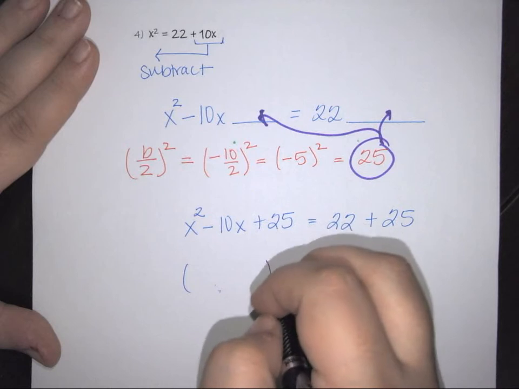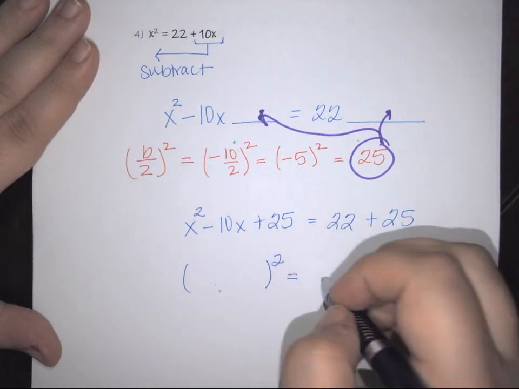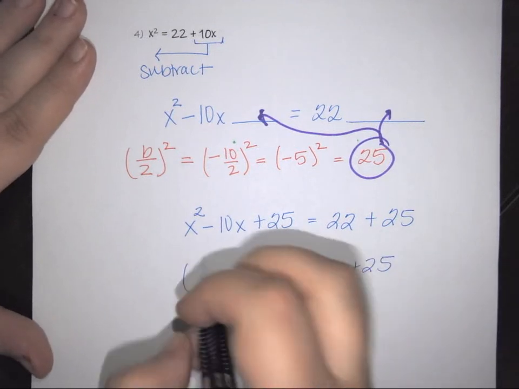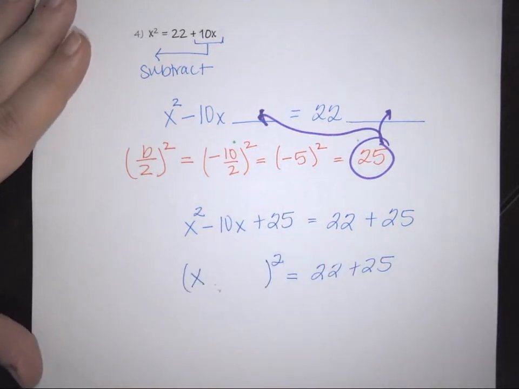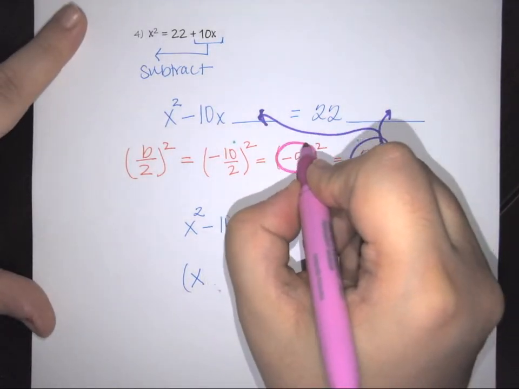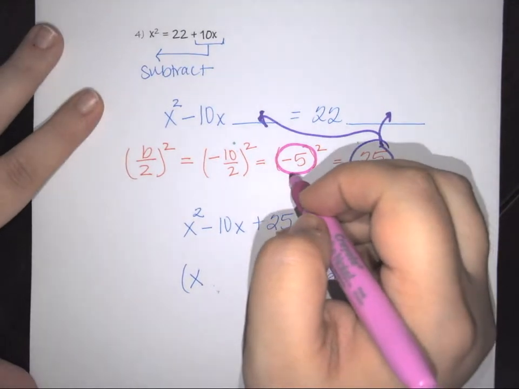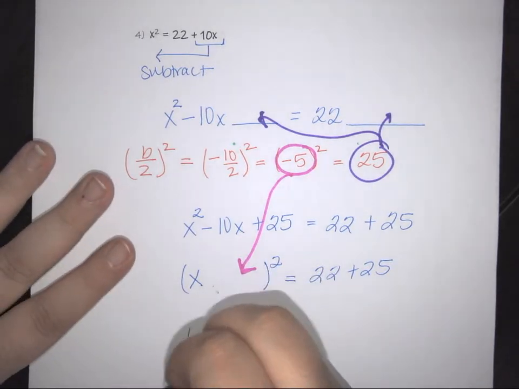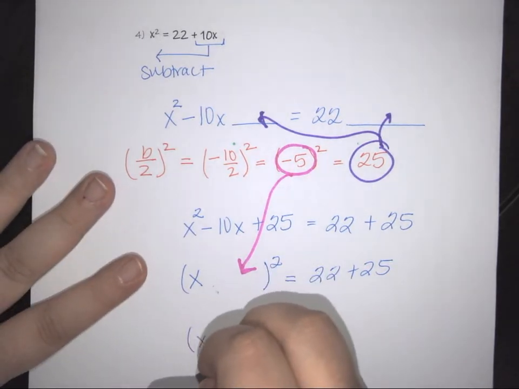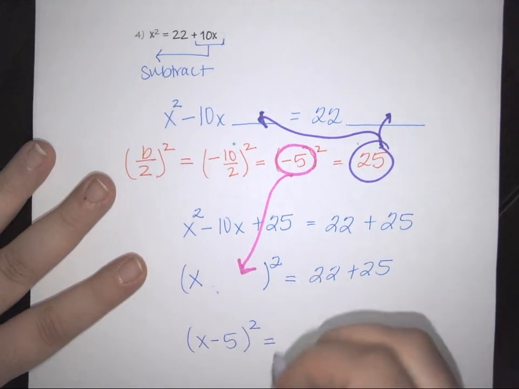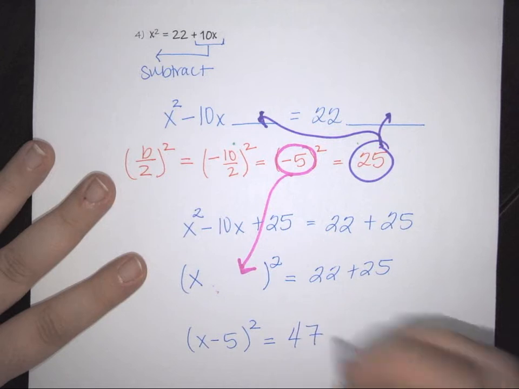I need to set up my square root. My variable is an x, and so now I need to do the other. I'm going to take this negative 5 and pull it straight down here. Because that 5 was negative, it's going to carry through. So this is going to end up being x minus 5 squared equals 22 plus 25, which is 47.